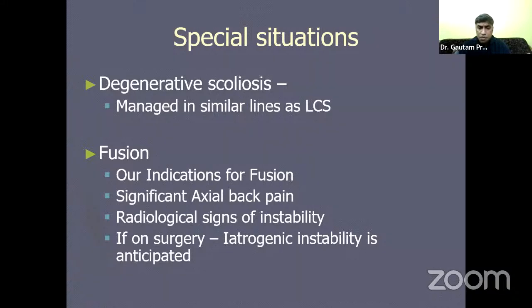So basically, fixation is to be added in lumbar canal stenosis only if there is significant back pain, there are radiological signs of instability, or if while doing surgery you remove too much of the facet and an iatrogenic instability has been caused, or we expect that iatrogenic instability will happen. Suppose, for example, we are decompressing a stenotic canal at L1, L2, and there is a big disc. While removing the L1, L2 big disc, you need to take out so much of the facets that it might lead to pars injury also. So in such cases where we are anticipating iatrogenic instability, add fixation.